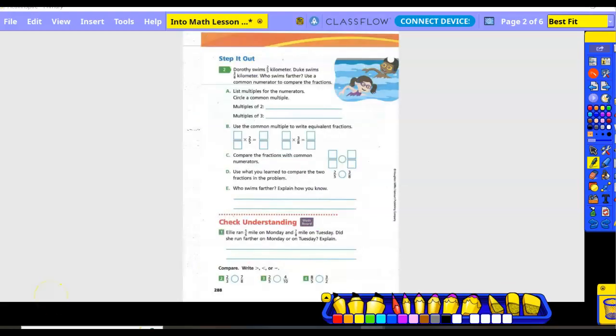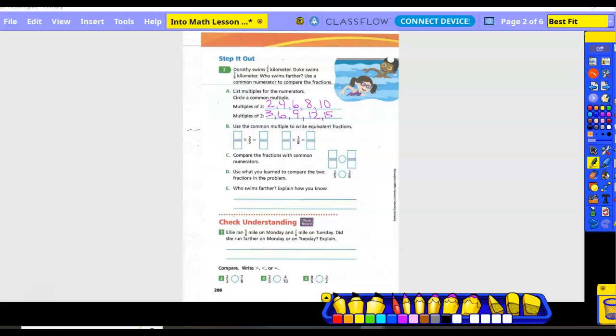Step it out. Number 2. Dorothy swims 2/5 kilometers. Duke swims 3/8 kilometers. Who swims farther? Use a common numerator to compare the fractions. So this time, last time we used denominators, which are on the what? Bottom. Okay, we're going to use numerators, which are on the top. So first of all, they want us to list the common multiples for each of those. So 2, where do we start? 2, 4, 6, 8, 10. Okay, let's do 3. 3, 6, 9, 12, 15.